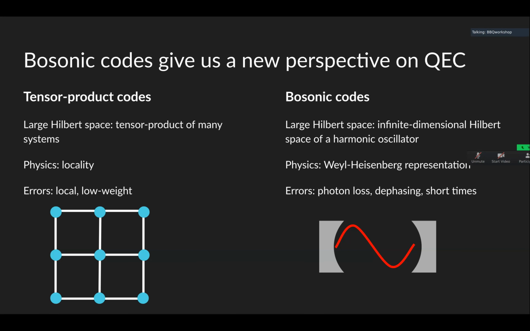And here we don't have the physics of locality to work with, but the Weyl-Heisenberg representation gives us the relevant kind of physics for what we're thinking about. And so we have errors that correspond to photon loss, dephasing, and kind of the low weight nature of errors in the tensor code situation corresponds to these noise operations happening for short times with bosonic codes.